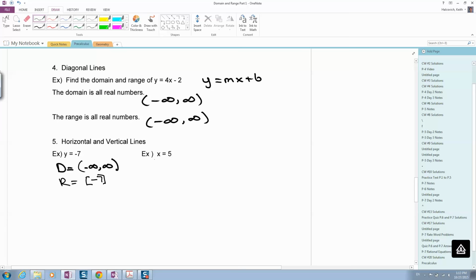For the vertical line, the domain is the number that the x value is. So in this case, the domain is 5, and the range is all real numbers. So that's how you would treat a horizontal and vertical line. One of them is going to be all real numbers, and the other one is going to be whatever that number is, depending upon if it's y equals or x equals.